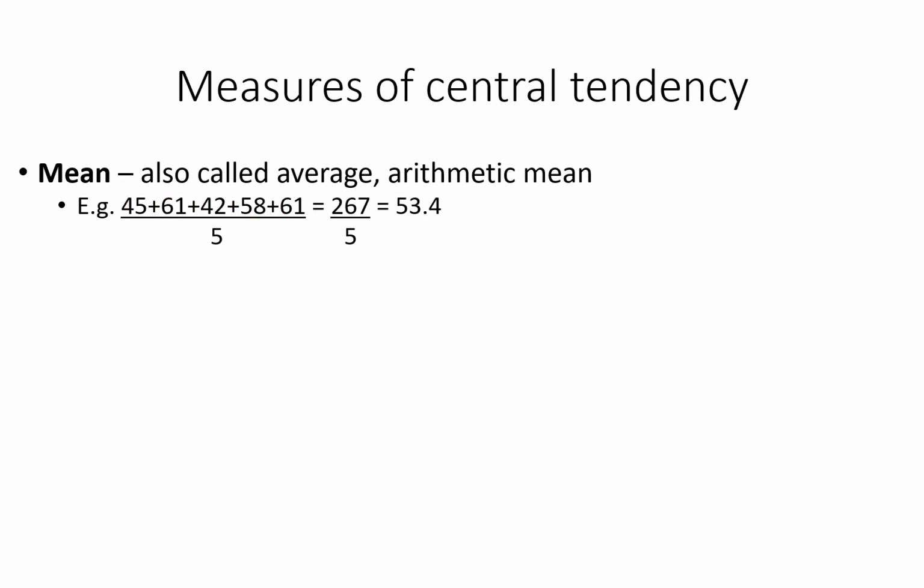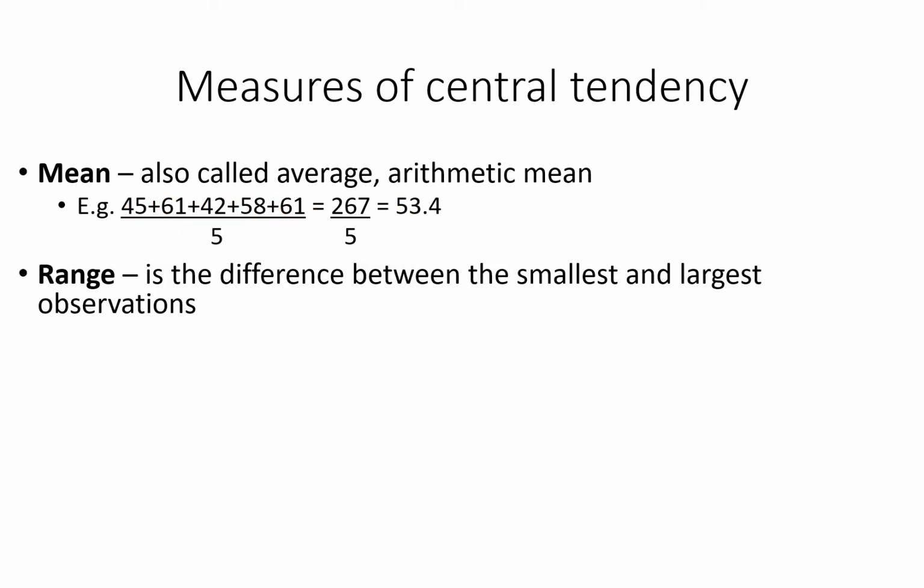Next, the range. The range is the difference between the largest and the smallest observations. So using the values from above, it ranges from 61 to 42. So 61 minus 42 equals 19. The range can also be useful when there are small variations between observed values.